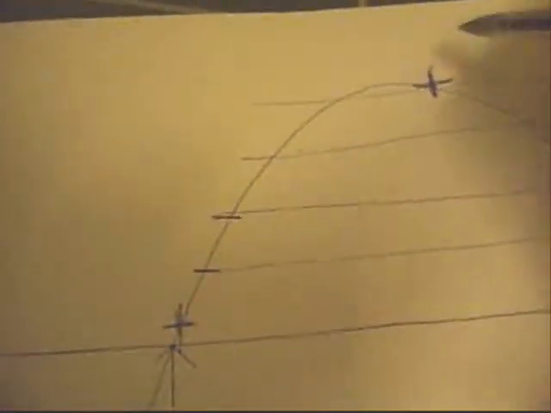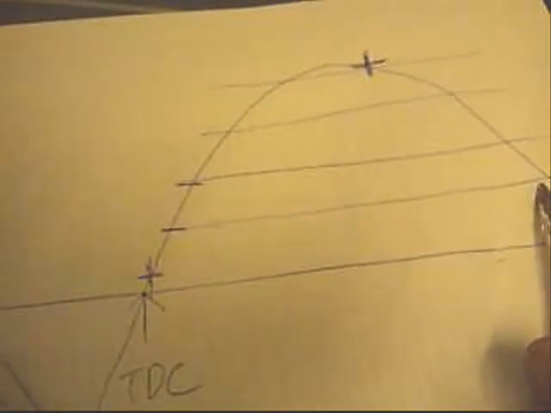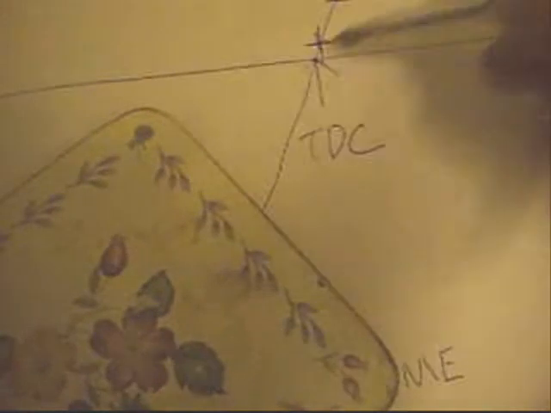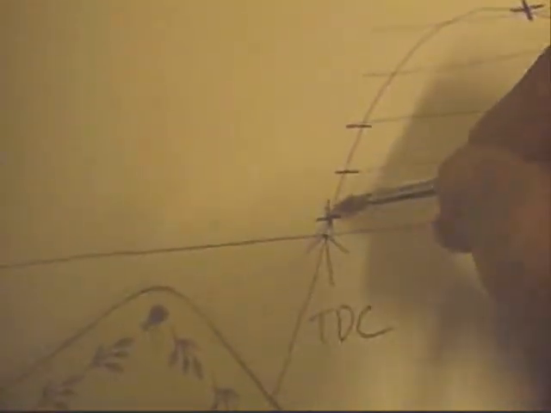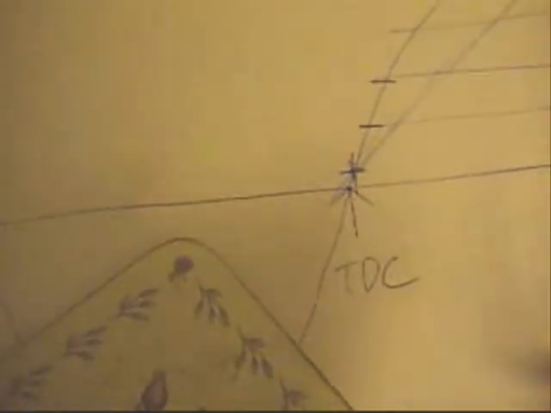So instead of everyone else's lines being parallel, mine is not. God, I can't draw straight. So I end up with points like that.